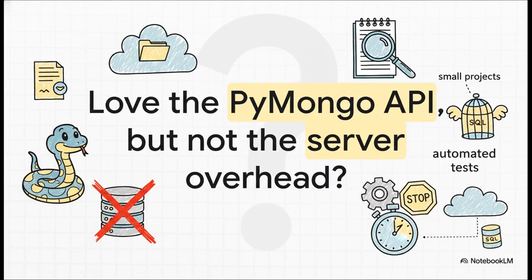If you're a Python dev, I'm sure you've felt this pain. You absolutely love working with documents. You know the PyMongo API like the back of your hand. But you really don't want to spin up a whole MongoDB server just for a quick prototype, a small personal project, or for running your automated tests. All that configuration, managing the service, it just feels like overkill, right?